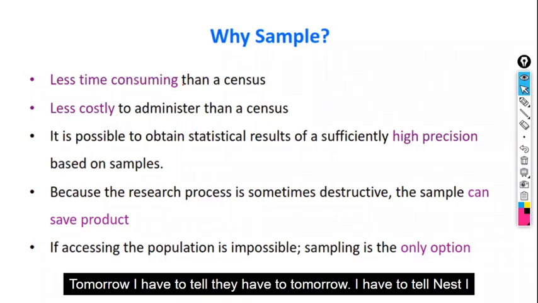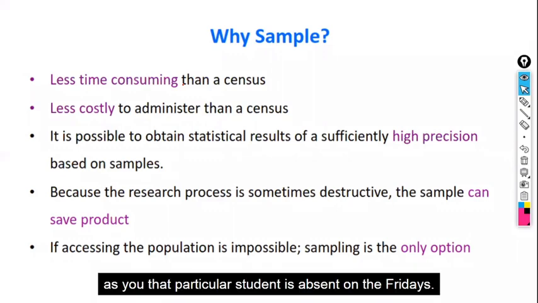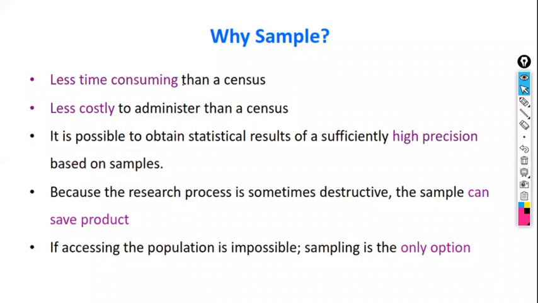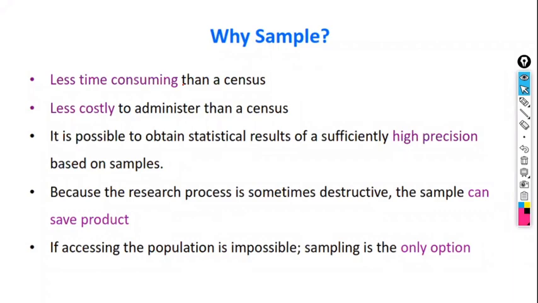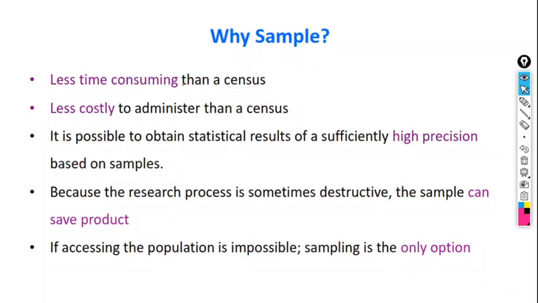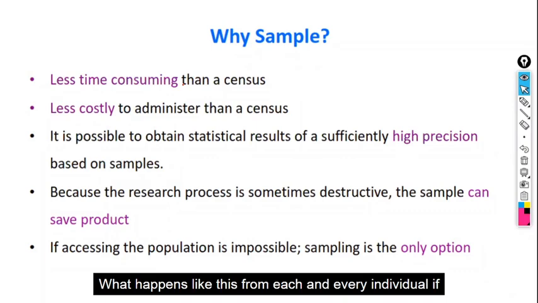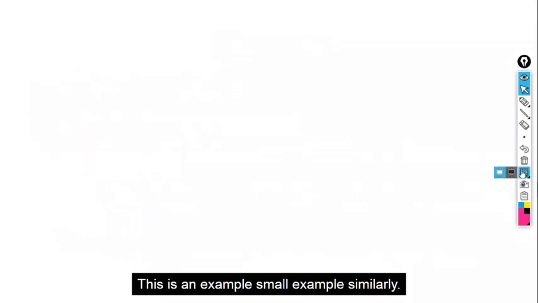Tomorrow I have to tell. Day after tomorrow I have to tell. Next I have to tell. One more day. I have told for 5 days continuously. Assume that particular student is absent on all 5 days. Then from that student I will never get it, right? I can't remind more than 5 times, right? If I remind on the 6th day, what happens? Like this, from each and every individual, if you want to collect the data, it is highly impossible. This is a small example.